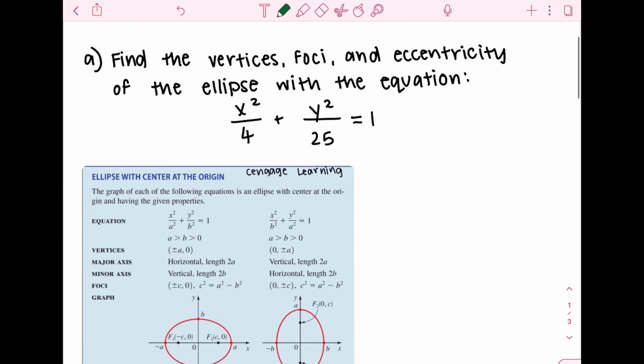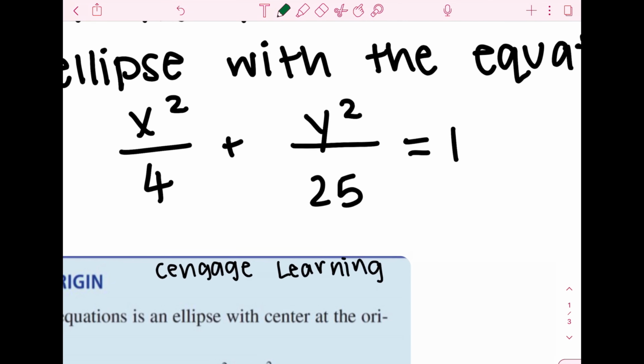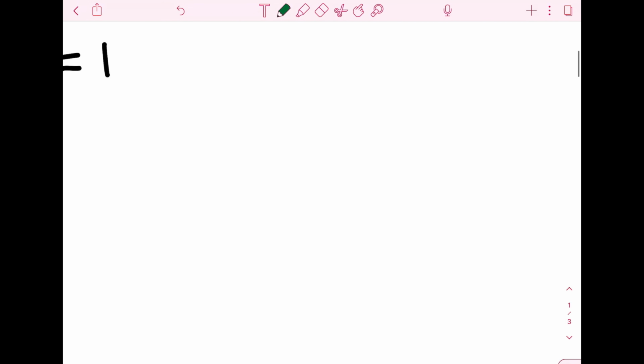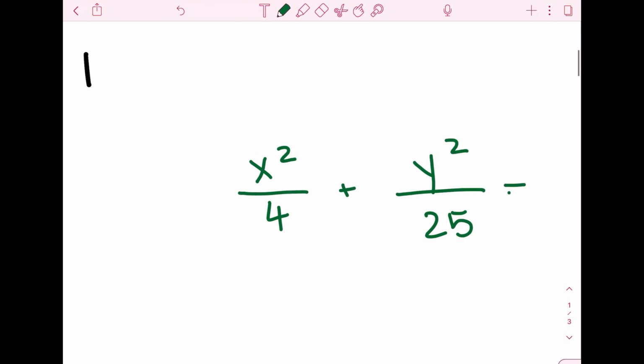First thing that I'm going to do is I'm just going to write out my equation right here. Oh, actually, I'll read the problem first. So our problem is find the vertices, foci, and eccentricity of the ellipse with the equation x squared divided by 4 plus y squared divided by 25 is equal to 1. So I'm going to write out the problem here. X squared divided by 4 plus y squared divided by 25 is equal to 1.